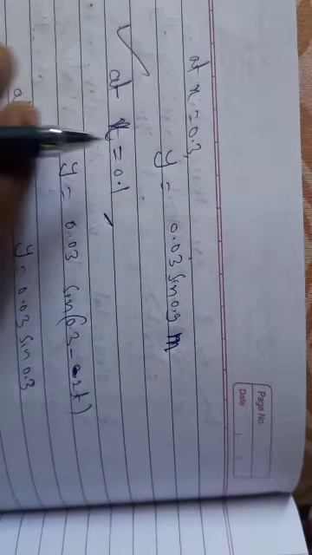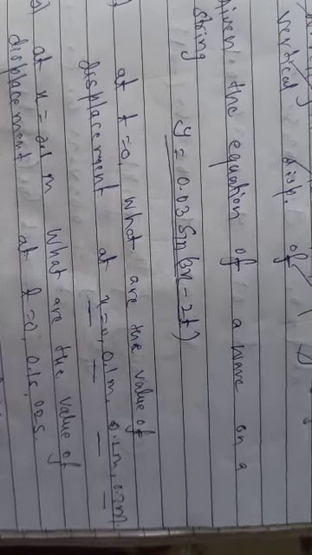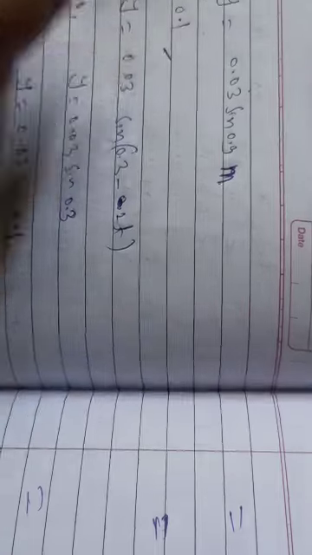The second part, question B. They are asking at x is equal to 0.1, what is the value of displacement at t equal to 0.1 second, 0.2 second? Okay, so at t equal to 0.1, this is the equation, isn't it? y is equal to 0.03 sine 0.3, x is replaced by 0.1.